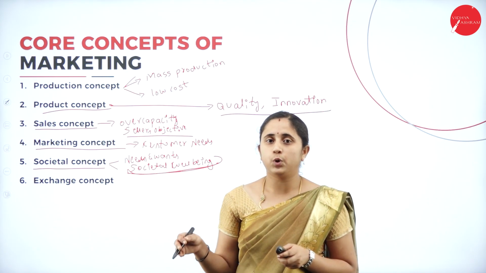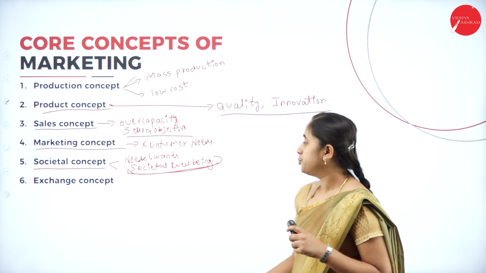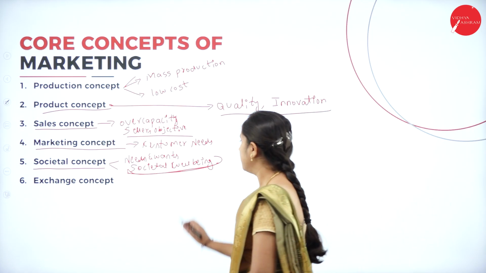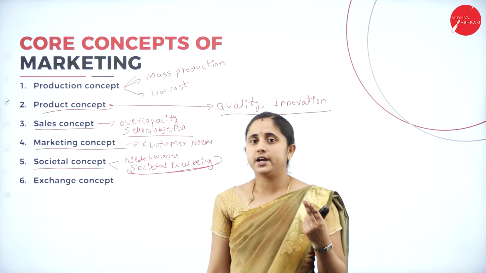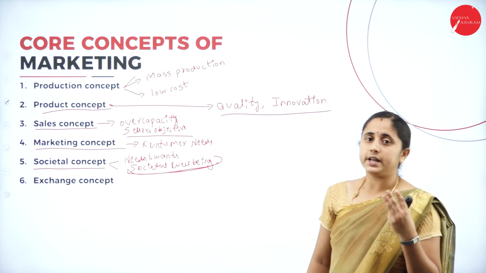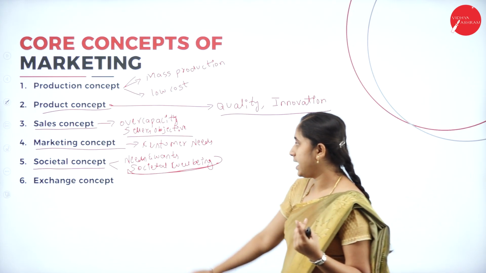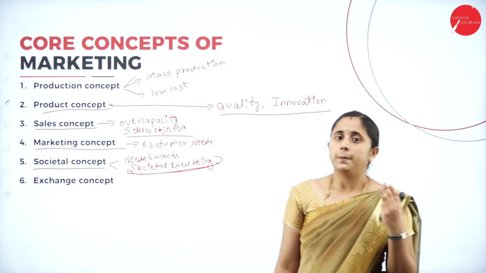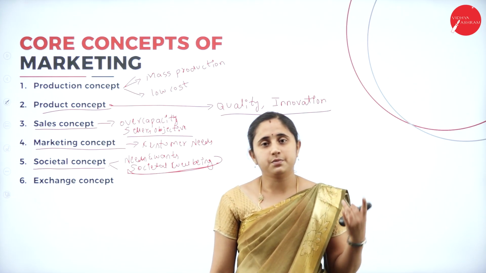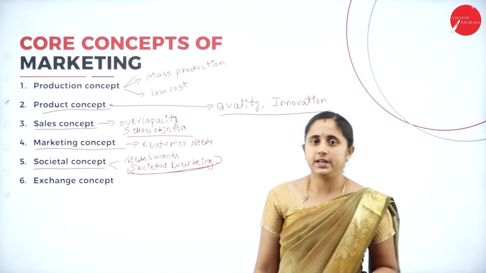The activities involved in your production and marketing process should not harm society. It should be for societal well-being. Public interest is also considered a main objective, and the third one is profit maximization, or earning more profit. Profit maximization, customer satisfaction and public interest are considered the three major objectives of marketing under the societal concept. In addition to profit maximization and customer satisfaction, they give importance to societal well-being and public interest.